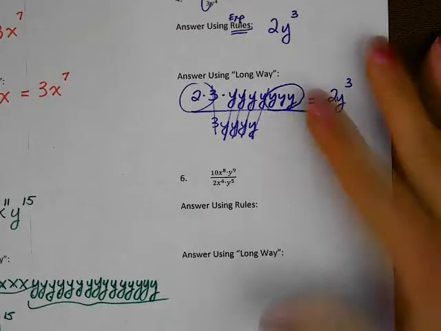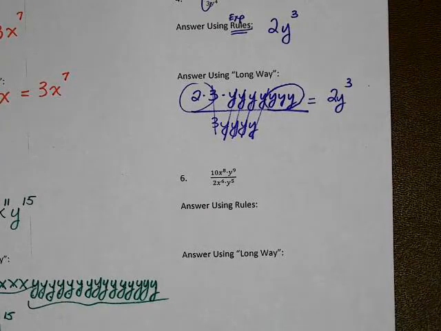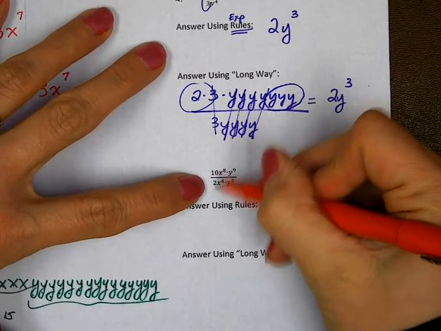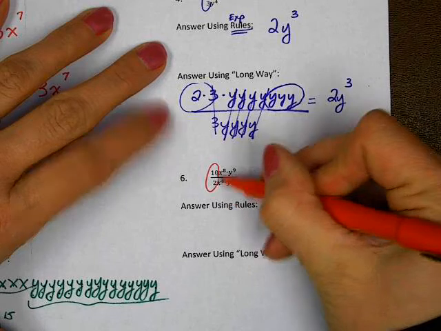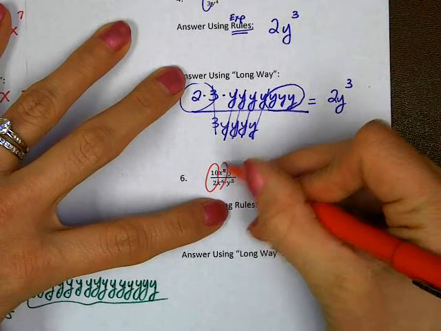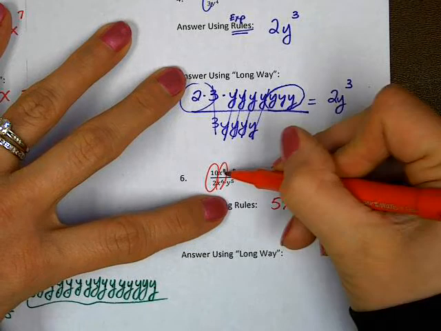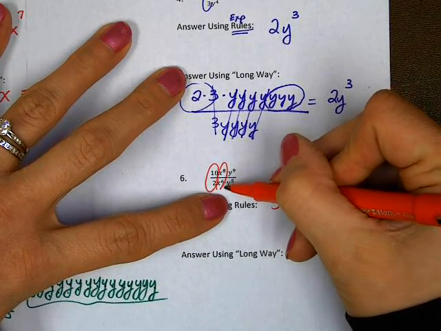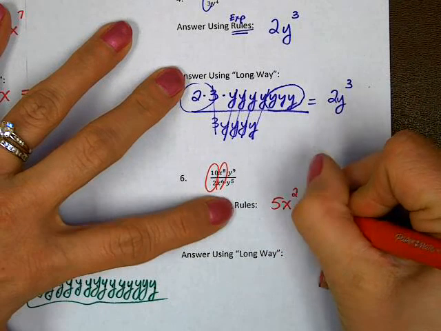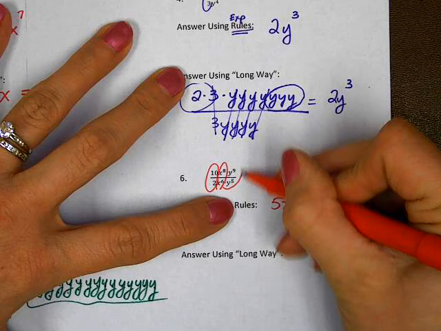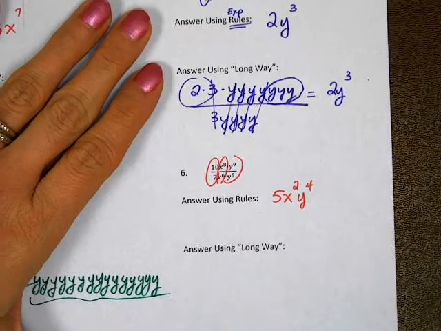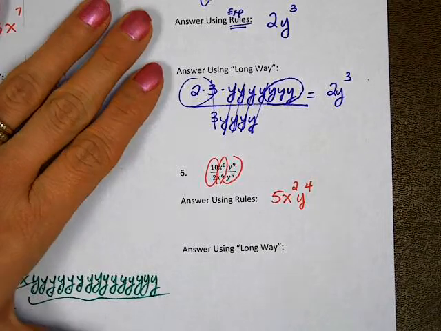Okay, for the last one here, we're going to divide, and I'll just use the rules. So I'm going to do 10 divided by 2. That's how you do numbers. 10 divided by 2 just makes a 5. Now we'll do x's. How many x's are there? 8 on top, 6 on the bottom. So 8 minus 6 would make 2. And then let's do the y's last. 9 minus 5 is the 4th power. Okay, is that right? Let's see.